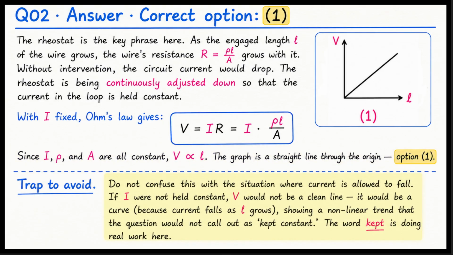Do not confuse this with the situation where current is allowed to fall. If I were not held constant, V would still be linear in L because both R and V scale with L, but with a different slope that the question would not call out as kept constant. The word kept is doing real work in this stem. When the question explicitly tells you current is held constant, treat that as a given, not a side comment. It collapses the problem into one line. This is a question where reading the stem carefully saves you a calculation.